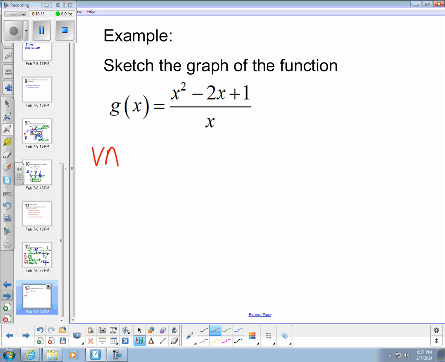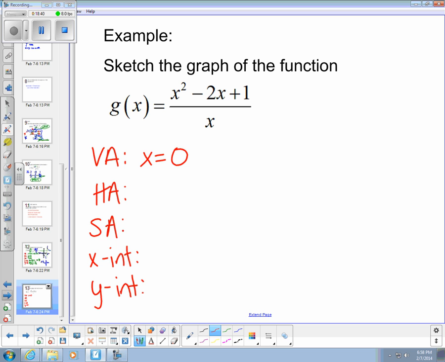Okay, so before we sketch, we need to know where the vertical asymptotes, horizontal asymptotes, and slant asymptotes are. We need to know if we have an x-intercept, and we need to find our y-intercepts. Okay. So for vertical asymptote, we take the denominator equal to 0. The denominator this time is just x, so x equals 0.